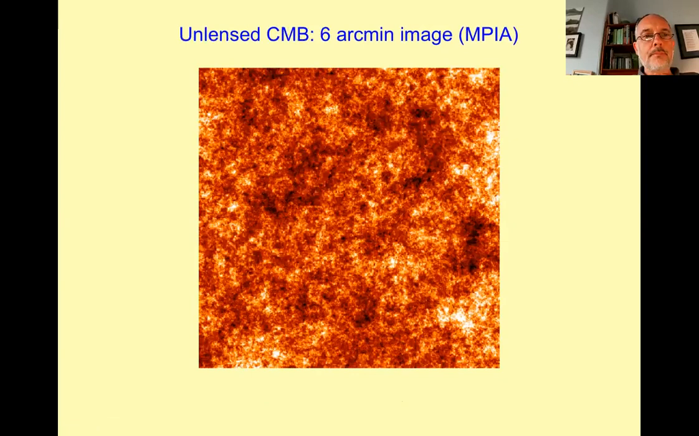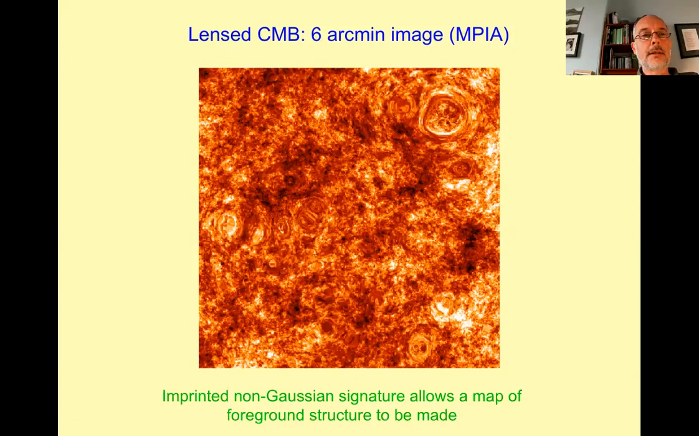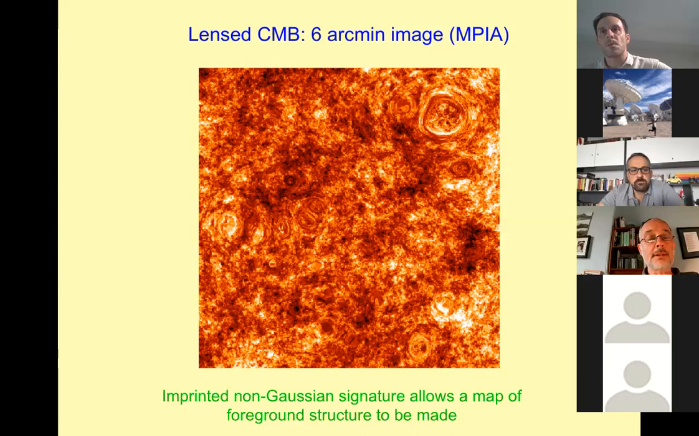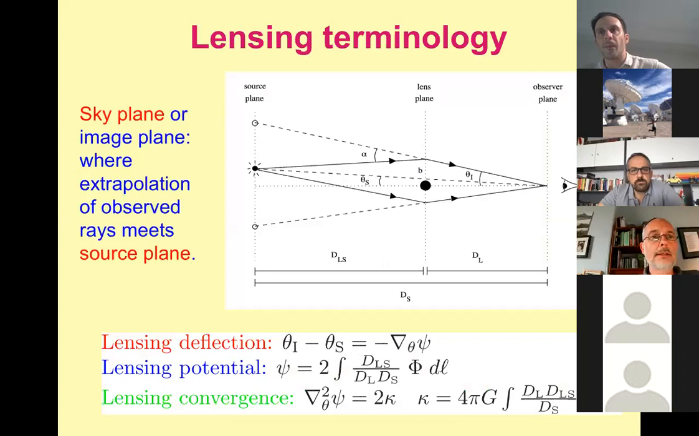So this is a really interesting effect because what it does, it takes this primordial temperature fluctuation, which is random phase, it has a completely Gaussian statistical nature, and it imprints non-Gaussian effects on it. And those non-Gaussian effects allow us to make a map of these gravitational lensing effects. That is a map actually of the density fluctuations integrated along the line of sight. So it's an incredibly powerful thing to be able to do. Let me just lay out a little bit of the terminology.